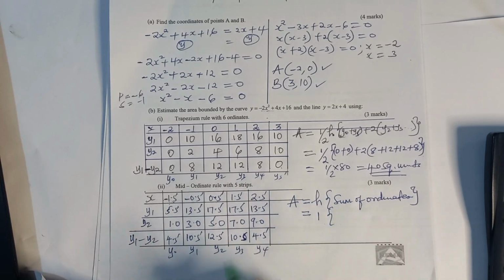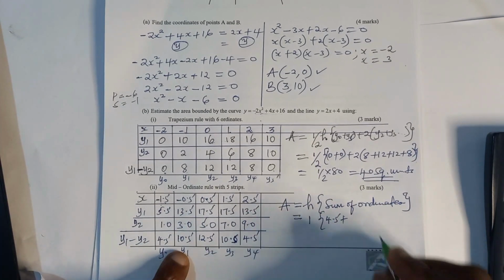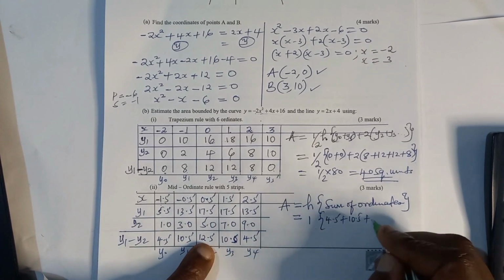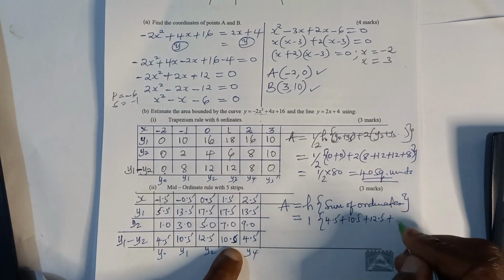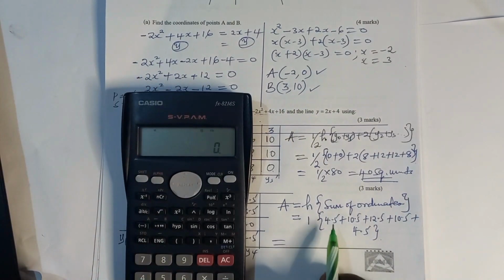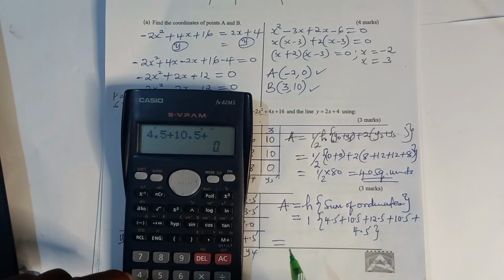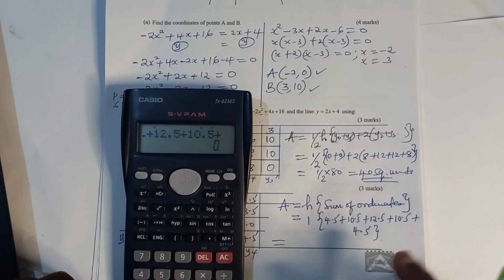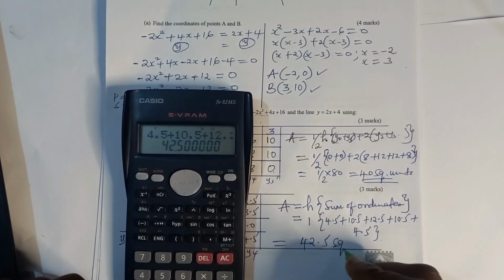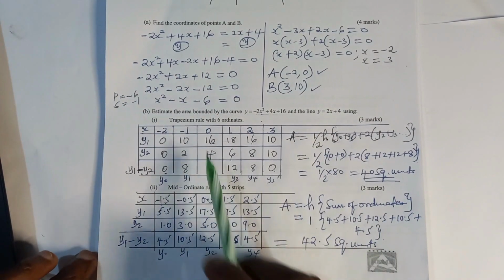So the sum of the ordinates is 4.5 plus 10.5 plus 12.5 plus 10.5 plus 4.5. So that is what you're supposed to do. You get 42.5 square units. So that is how you work it out using the mid-ordinate rule and also the trapezium rule.